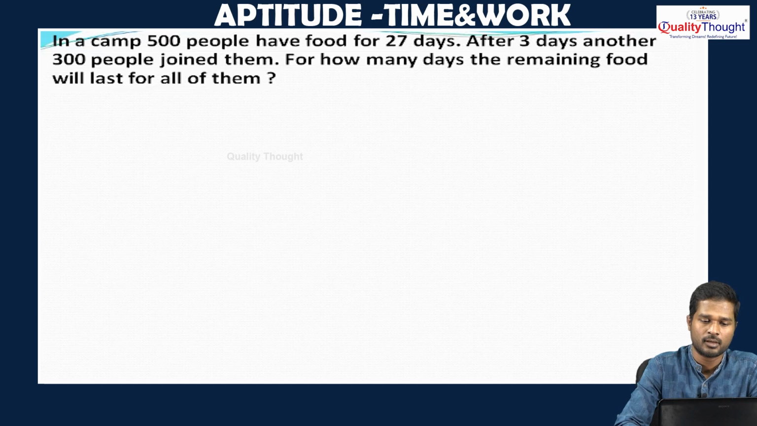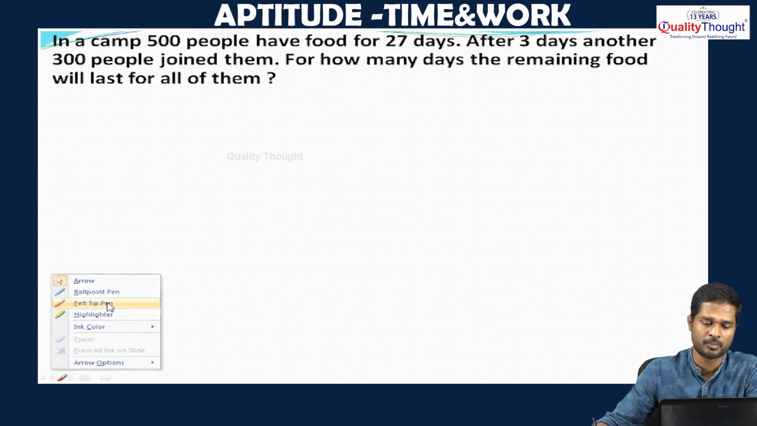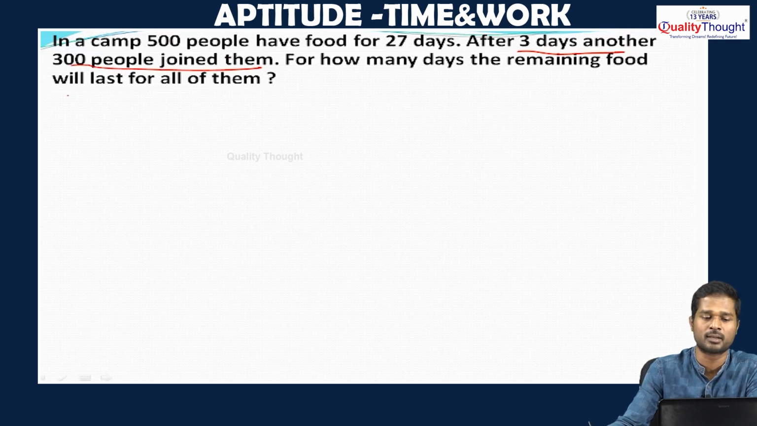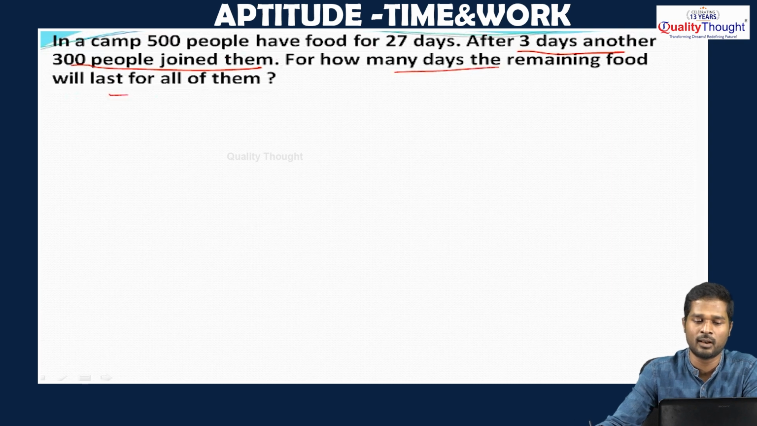In a camp of 500 people have food for 27 days. That means there are 500 people in a camp, they have food for 27 days. After 3 days another 300 people joined. See the question properly. After 3 days another 300 people joined, but he didn't say anything about an increase or decrease in the food. The food is the same quantity, but another 300 people joined. Now for how many days will the remaining food last for all of them? This is the case. Now check.